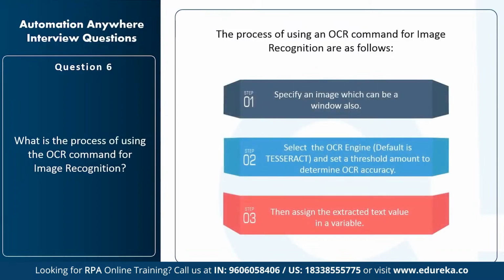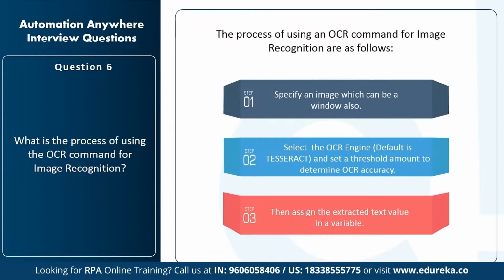The step 1 is to specify an image which can be a window also. The step 2 is to select the OCR engine. By default it is Tesseract, and set a threshold amount to determine the OCR accuracy. And the third step is to assign the extracted text value to a variable so that you can see the output either in a message box or you can store it in a file.